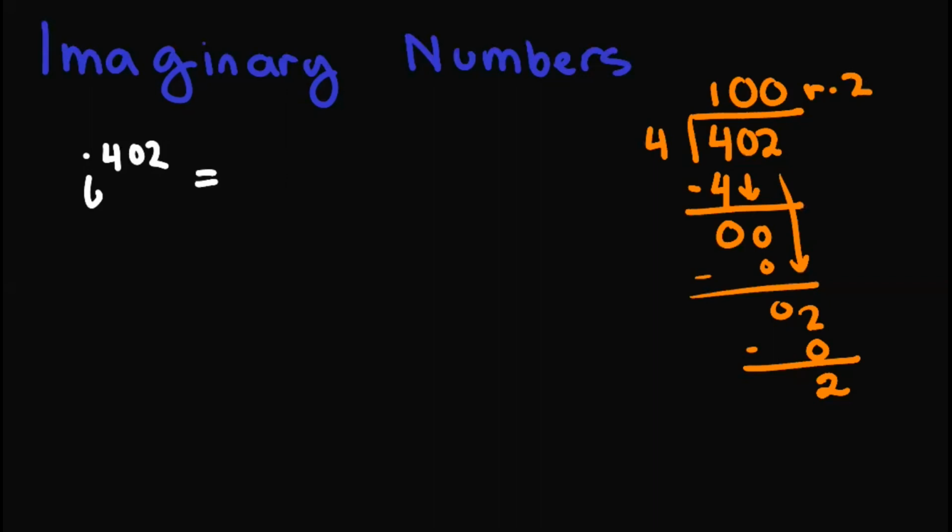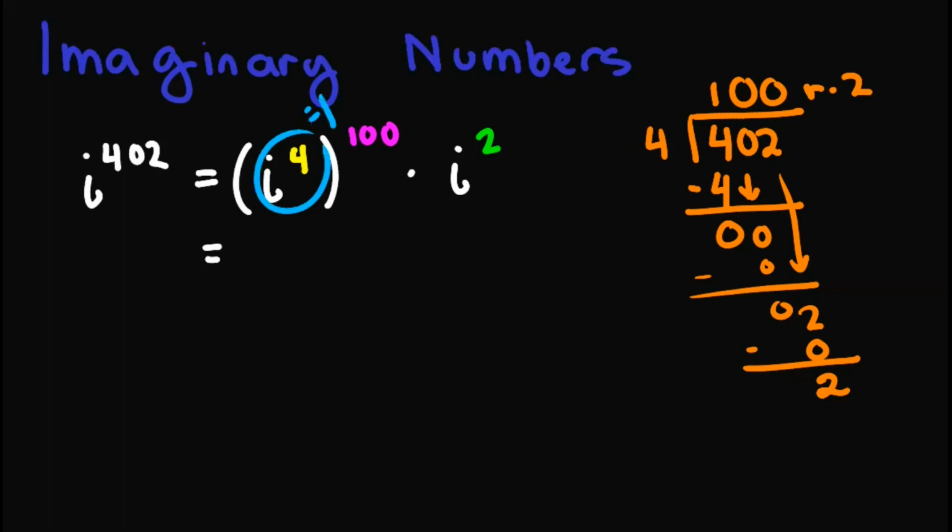So we can write this one as i raised to 4, parenthesis out here, raised to 100 times i raised to the remainder 2. So this one is equal to, i raised to 4 again is equal to 1. So we'll have out here 1 raised to 100 times i squared. i squared is equal to negative 1.